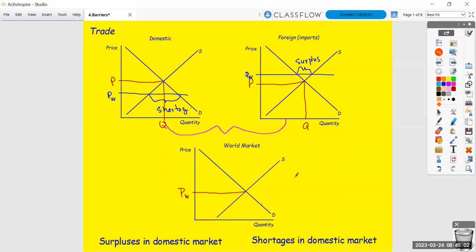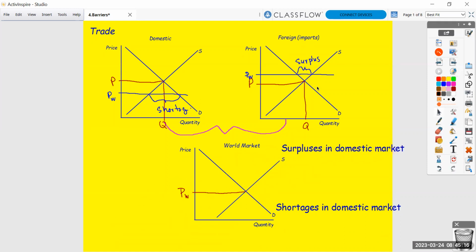So when we come to our world market, the demand for the world market is made up of these shortages that are in the domestic market. And the supply in the world market is made up of the surpluses from some domestic market. In the case that I'm showing here, the surpluses are coming from other countries. And so that's what's going to make up the supply. Now, when we put these two together, we're actually going to look at the domestic along with the world.